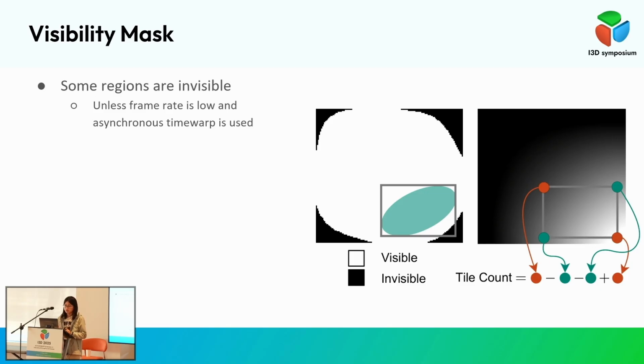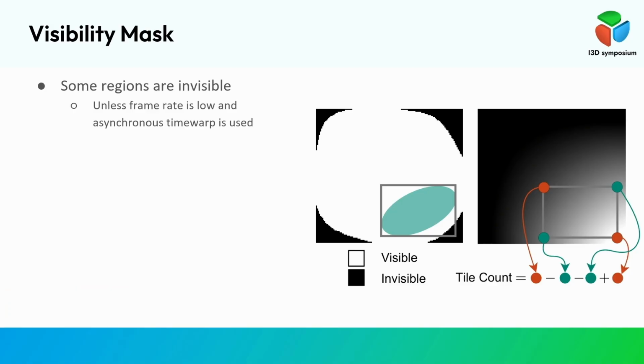We also utilize a visibility mask. For almost all of the headsets, some regions of the rectangular image are not visible inside the headset. Those contents are only used when our frame rate is low, and we use frame extrapolation to generate new frames. So ideally, we can skip the rendering of this invisible region and it does not impact the quality.